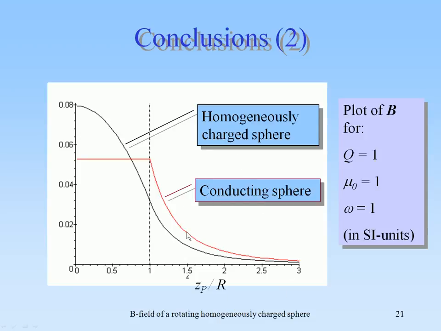For a conducting sphere, the field is larger outside the sphere, but inside the sphere we have a homogeneous field. And for a homogeneously charged sphere, the field outside the sphere is smaller, but inside the sphere the induction is mostly larger than in the case of a conducting sphere. And this is the end of this presentation. Thank you very much.